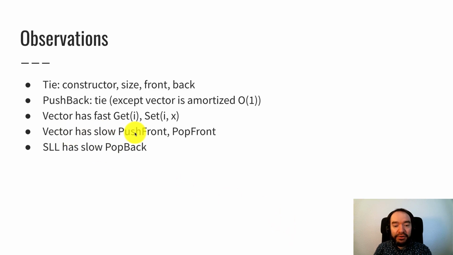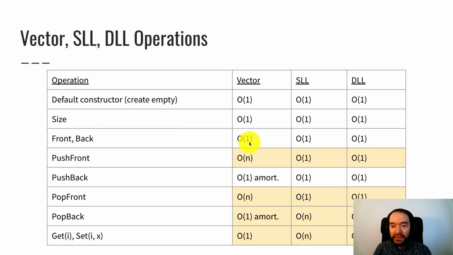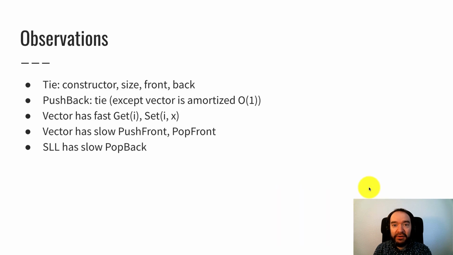However, vector has slow push front and pop front operations. If we look at push front and pop front, vector takes linear time, and that's because the vector is a contiguous array. If you add an element at the front, you have to scoot everything out of the way to make room, and that takes linear time. And similarly, pop front, if you take the first element out of a vector, you have to scoot everything down to close that gap in a loop that takes linear time. The singly linked list and doubly linked list are constant time for adding or removing the front. So vector is a clear loser on pushing and popping the front.